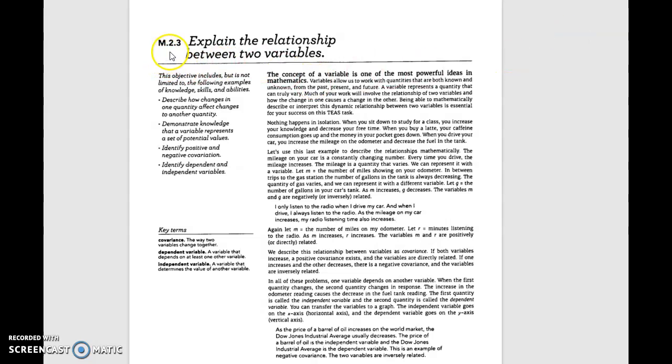In section M.2.3, we're going to explain the relationship between two variables. We've already seen a little bit about this when we were doing the graphing sections in section 2.1 and 2.2. You've actually seen them on a graph, and you saw some of the ways they're described. The first paragraph in this section says, variables allow us to work with quantities that are both known and unknown from the past, present, and future.